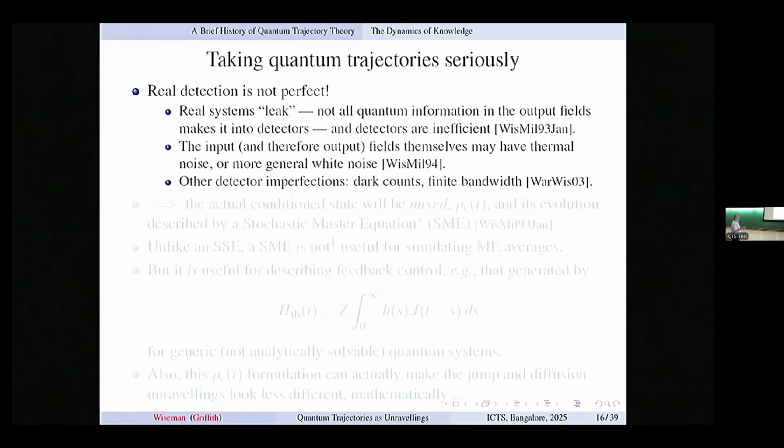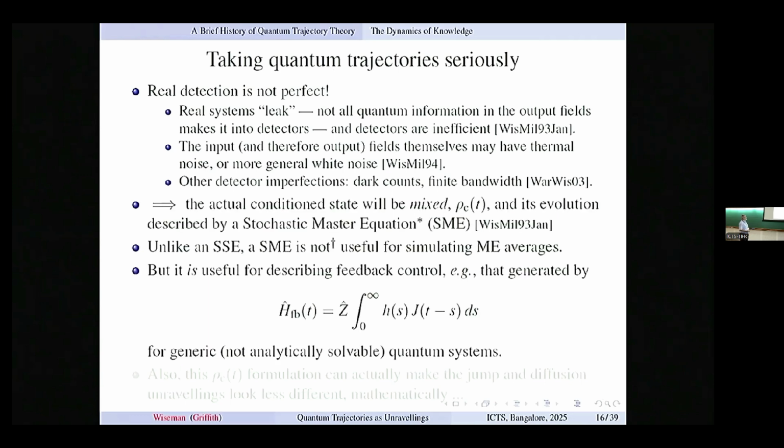A little bit later, we also, in this paper, which has far too much in it, dealt with the fact that you can have thermal or more general types of noise in the fields themselves, and that also has implications. And much later, like 10 years later, I did some work on other imperfections like dark counts and finite bandwidths in the detector. Anyway, I'm not going to talk about these things, but just to illustrate, this is the sort of thing one has to worry about.